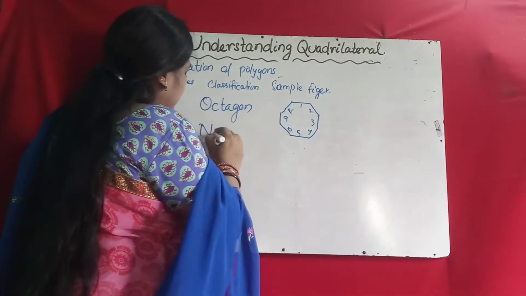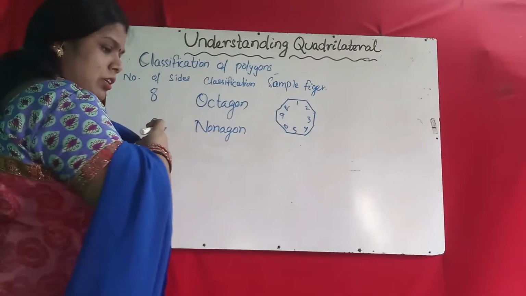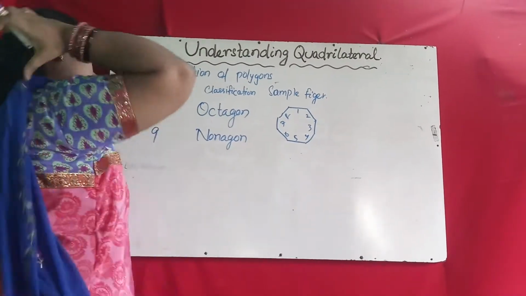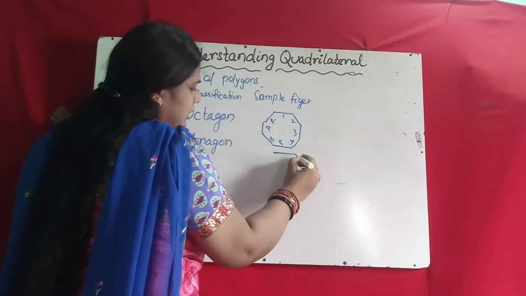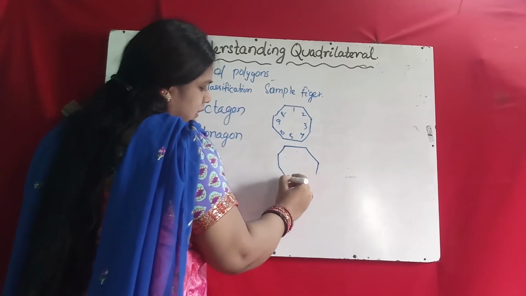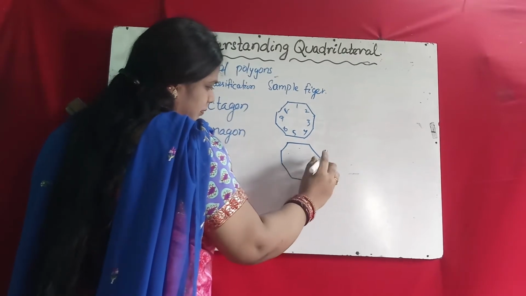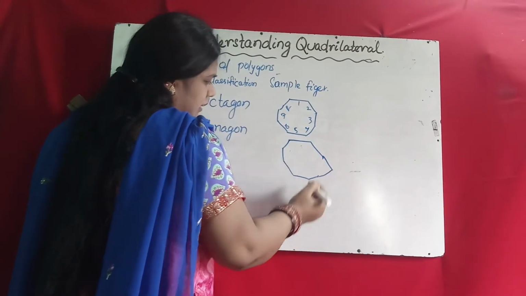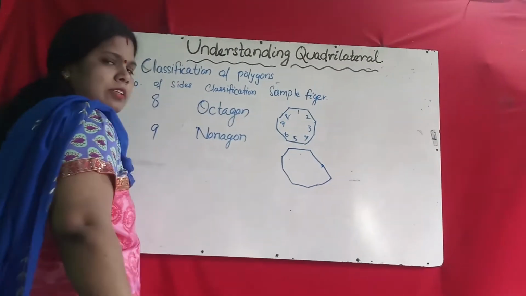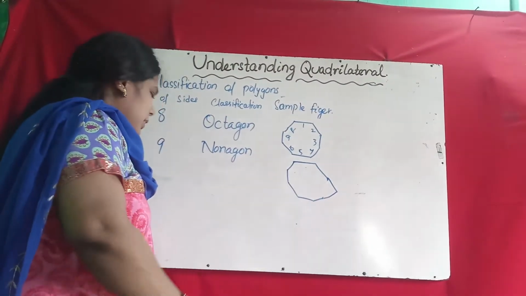Nonagon. Okay, it is called nonagon. Then the figure will have 9 sides. You will make 1 2 3 4 5, then 6 7 8, 9. Okay, then it is called nonagon. If a polygon has 9 sides, then it is called nonagon.